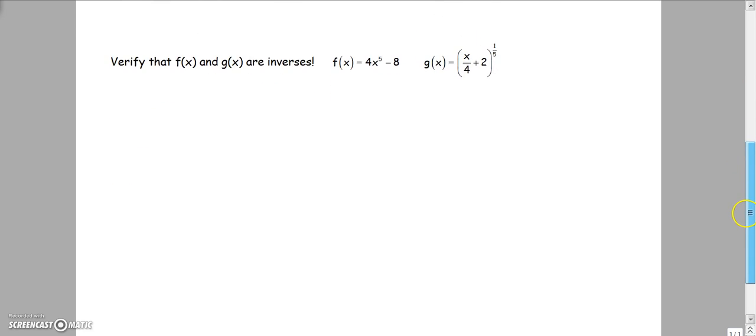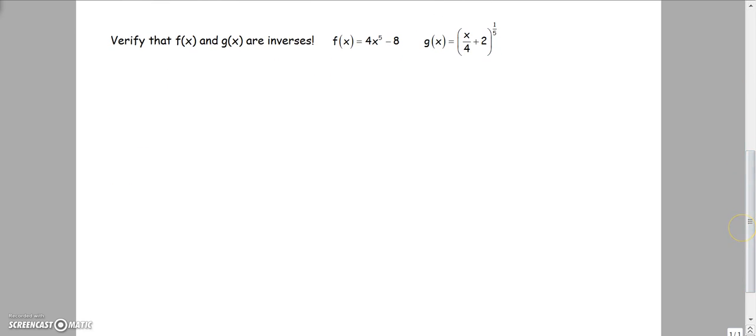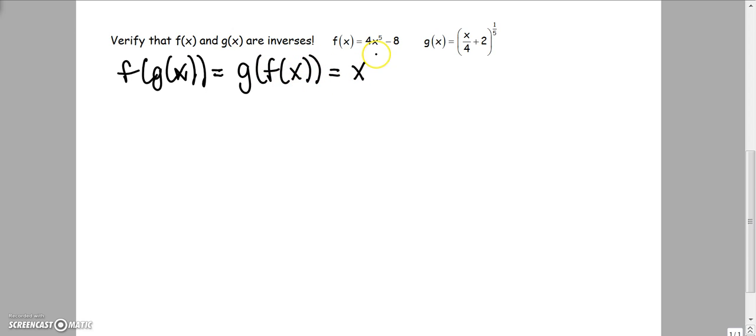Now, a little more complicated one is to verify that f of x and g of x are inverses. And in order to do this, you have to show that f of g of x is equal to g of f of x, and both are equal to x. And if this is true, then f of x and g of x are inverses. So the important thing here is to show step by step by step.